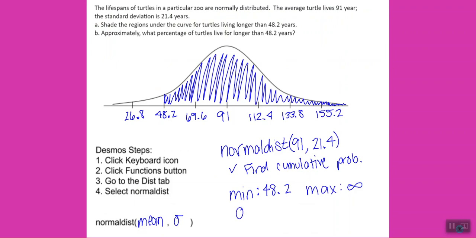So 0.9772. We're going to multiply that by 100. And when we multiply by 100, we get that 97.72% of turtles will live longer than 48.2 years in that zoo.